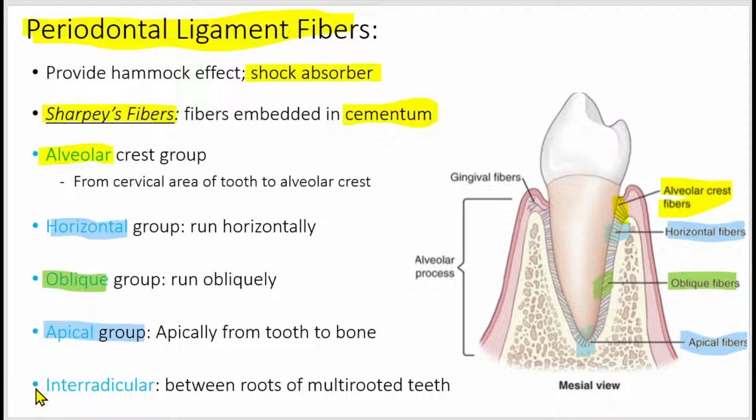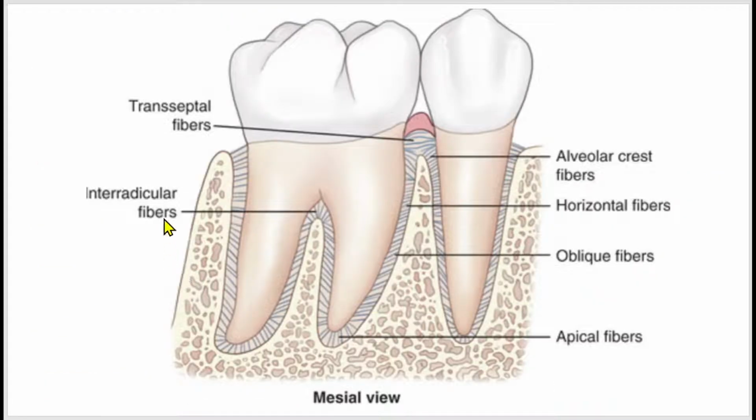Just from the names, I think it's really easy, especially when you see it in a picture. And then you have the interradicular group. Similar to what we have with interradicular bone, we have interradicular periodontal ligaments, and this is between the roots of the multi-rooted teeth. We'll see it here. You can see these are the interradicular fibers, right? And again, same thing here. We have the alveolar crest from the crest of the bone, and you have the horizontal, the oblique, and the apical fibers.